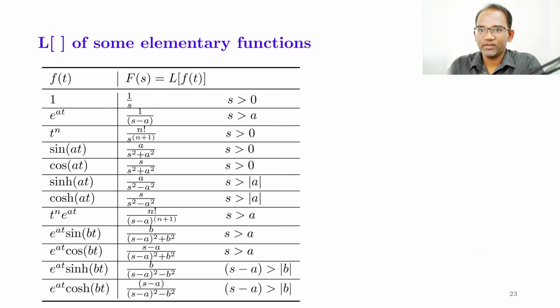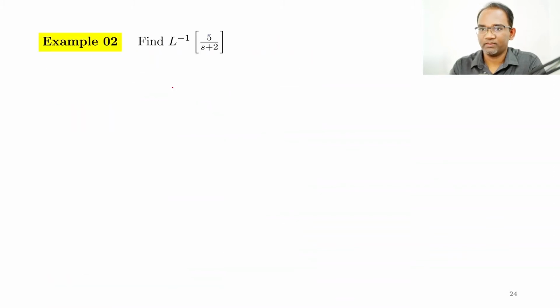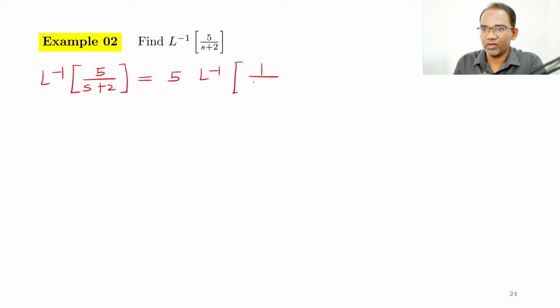So this table shows the Laplace transform of some elementary functions, and memorizing these results will help you to calculate the Laplace transforms more easily. We'll try to do some problems with these results. The first one, find L inverse 5 over s plus 2. So we have L inverse 5 over s plus 2 as equal to 5 times L inverse 1 over s plus 2.